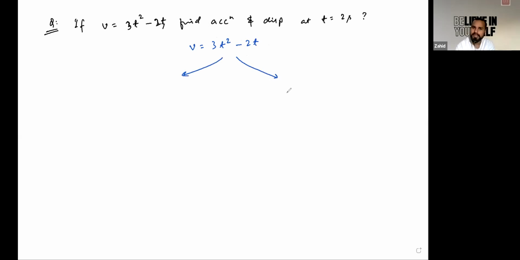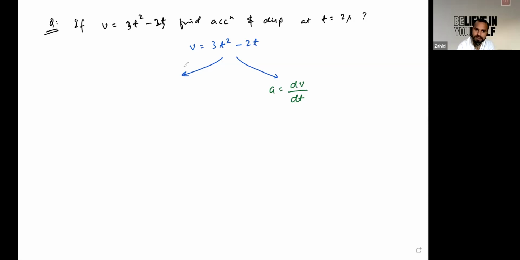In last class, I defined acceleration is nothing but dv over dt if velocity is a time dependent function. So in this part, we have been given velocity as a t dependent function. So just differentiate it, you will get acceleration. And now put the value of t to be 2 seconds, you will get acceleration at t equal to 2 seconds. In the next part, we have to calculate displacement.